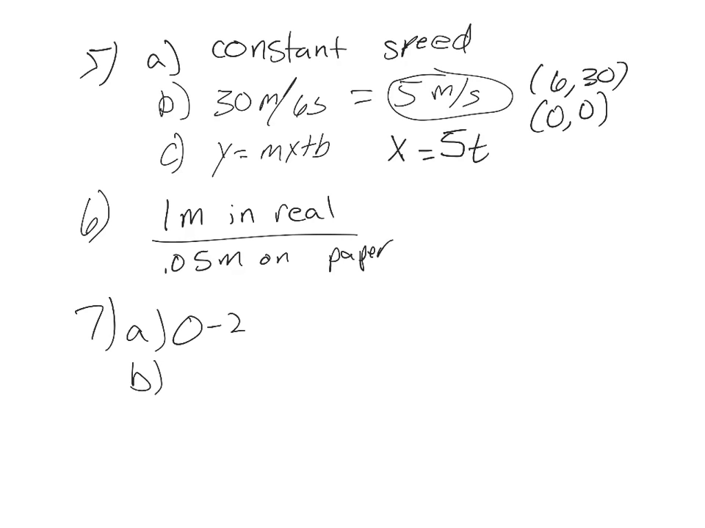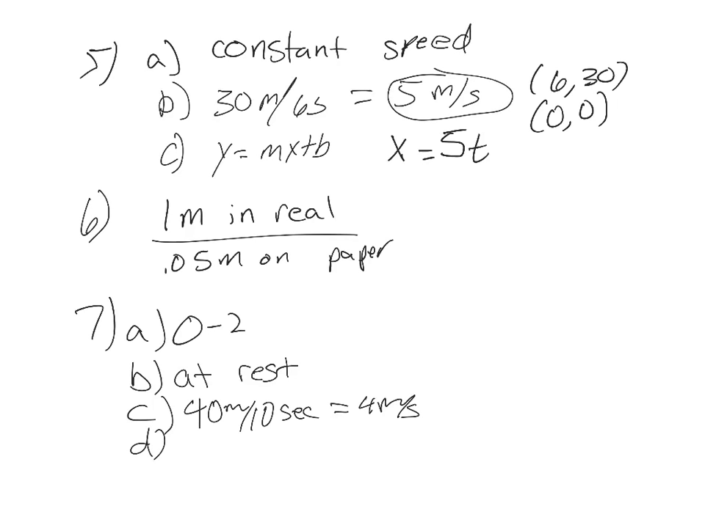Describe the motion in words from 2 to 6 seconds. It's at rest. C, describe what was the average speed for the entire 10 seconds. So to find average speed, again, do total distance over total time, which in this case would be 40 meters divided by 10 seconds, which would be 4 meters per second.